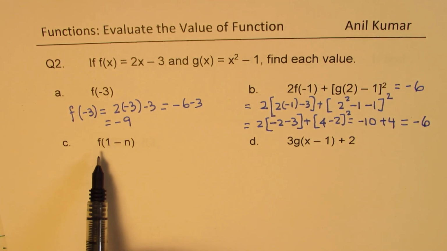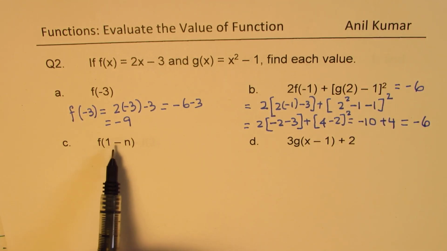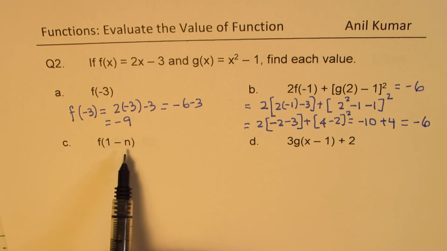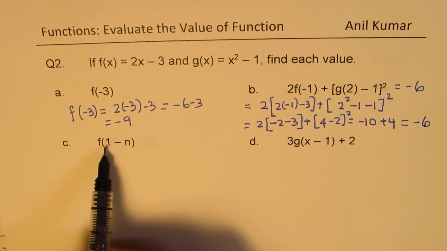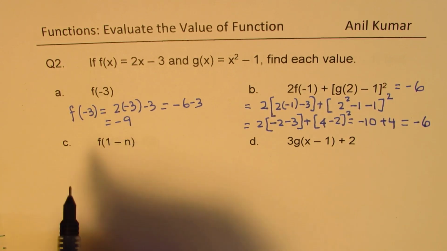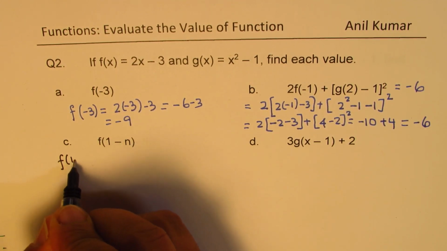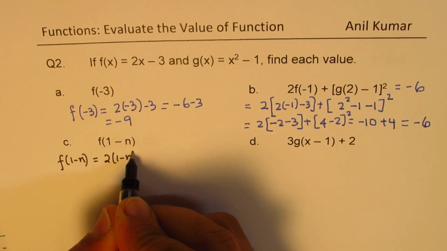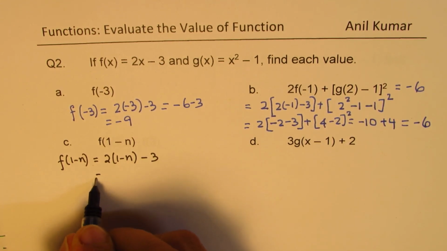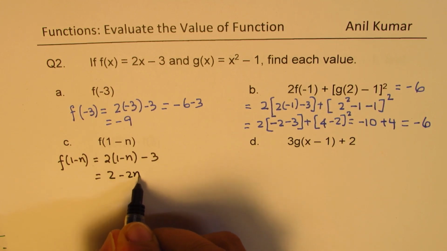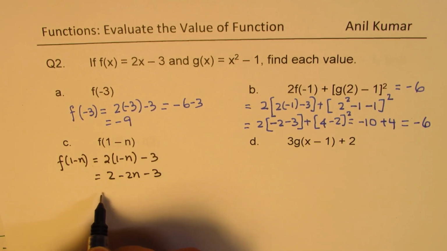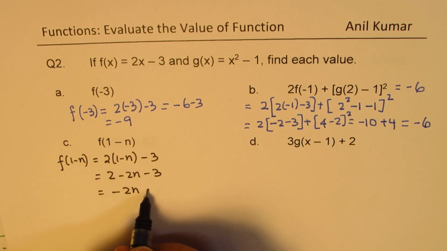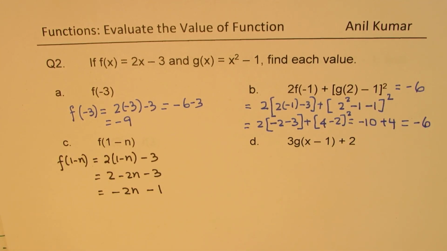Now, we need to find what is f of 1 minus n. So actually, we will write an expression here. We will not get a value, right? So we have to replace x with 1 minus n. So f of 1 minus n will be equal to 2 times 1 minus n minus 3, which is 2 minus 2n minus 3. Or you could write this as minus 2n and 2 minus 3 is minus 1, right?